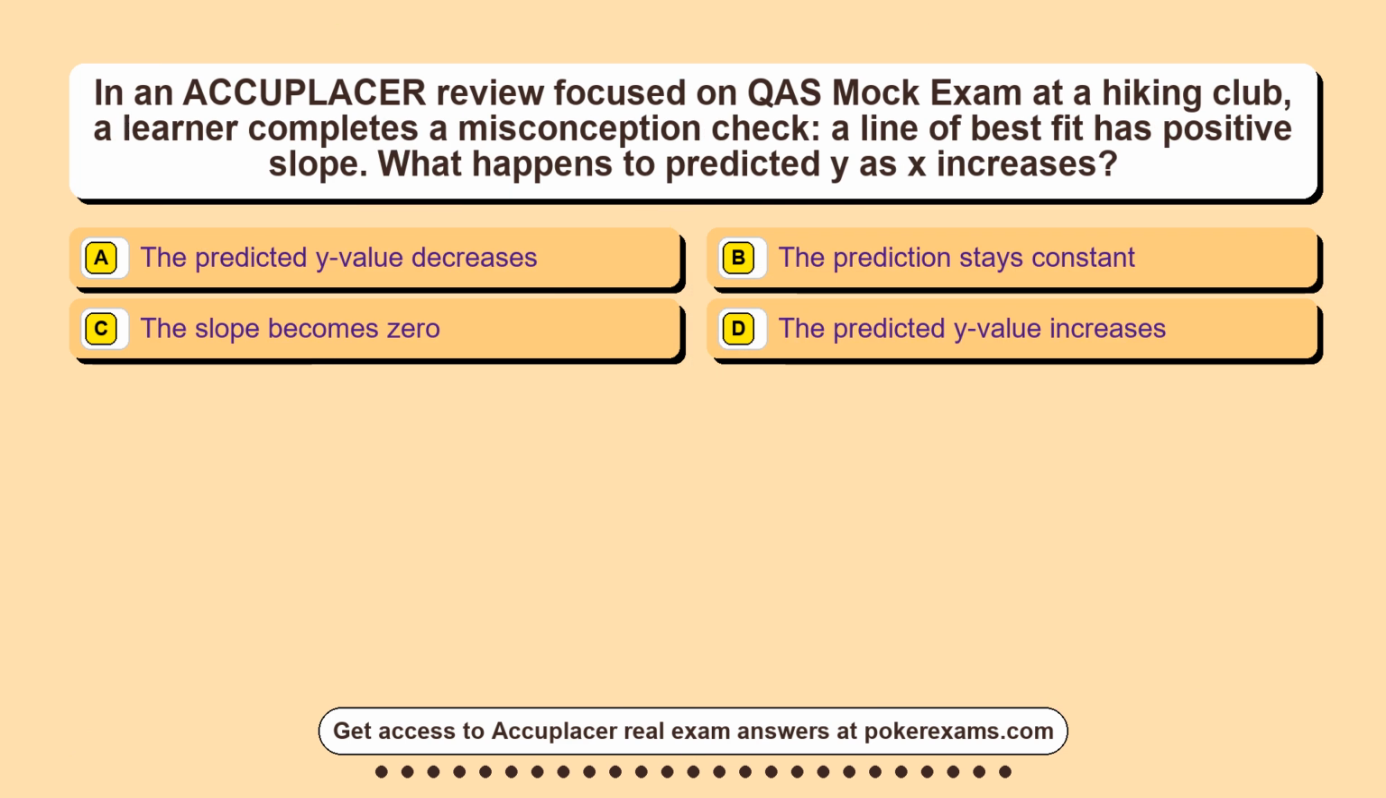Question 17. In an ACCUPLACER review focused on QAS mock exam at a hiking club, a learner completes a misconception check. A line of best fit has positive slope. What happens to predicted y as x increases?